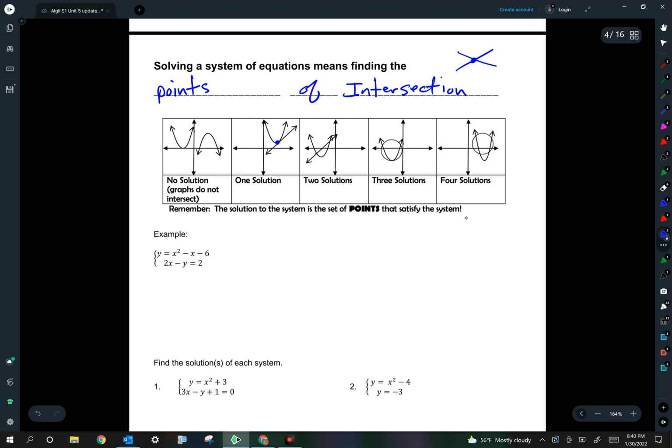But in this next one there are 2 points of intersection.